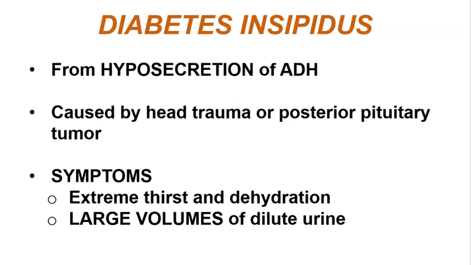Since ADH promotes reabsorption of water from the filtrate, we would expect that someone who has suffered from diabetes insipidus would create huge volumes of very dilute urine. This would create dehydration, and the patient, if they happen to be conscious, will be extremely thirsty.